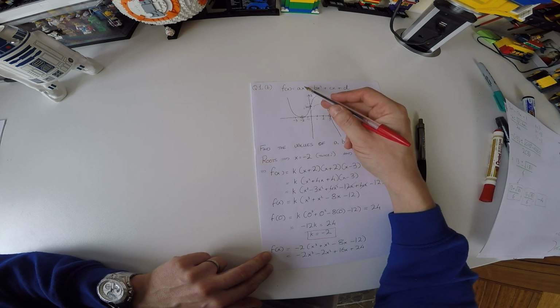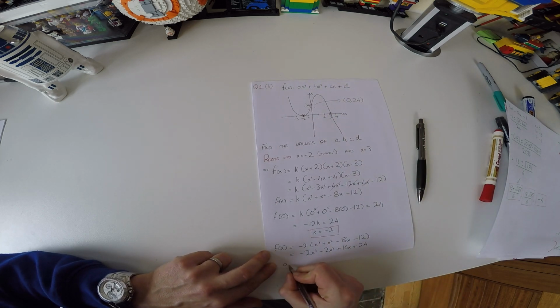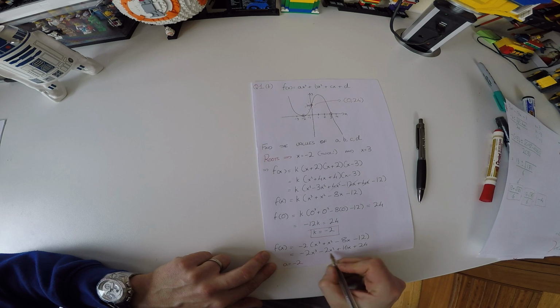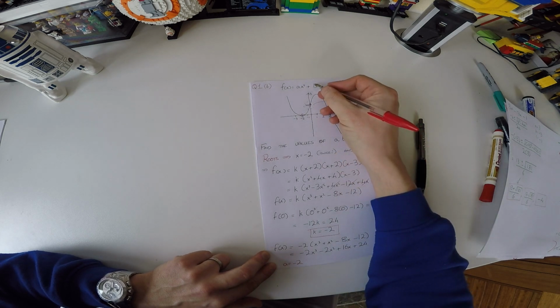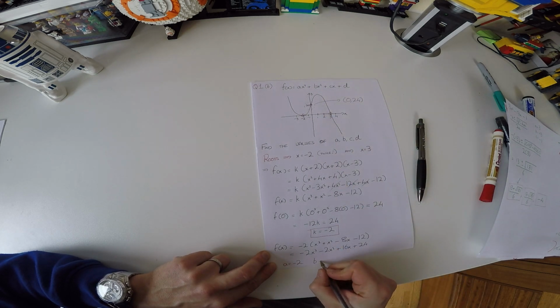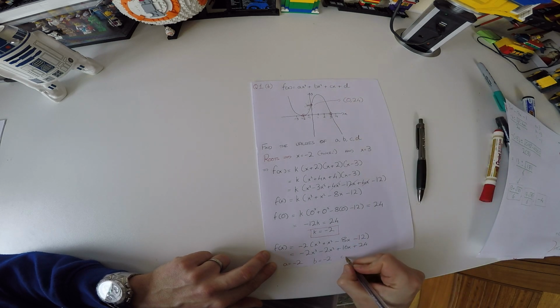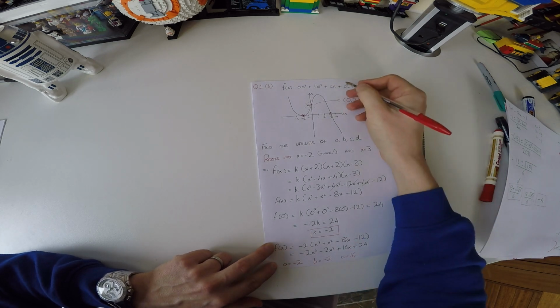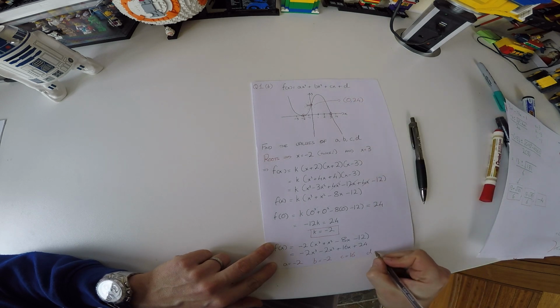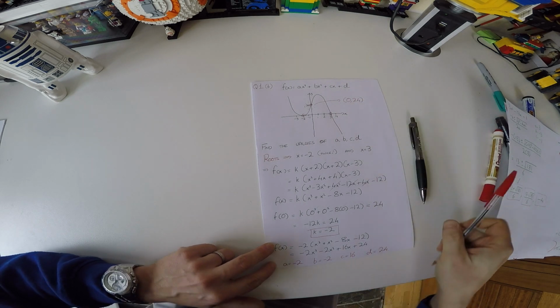So when we compare our answer to what it said it should look like, we can see that the coefficient of x cubed is minus 2, so a is equal to minus 2. The coefficient of x squared, being b, is also minus 2. The coefficient of x, being c, is 16. And the number on its own, d, is 24. That's it. Question number 1 done.